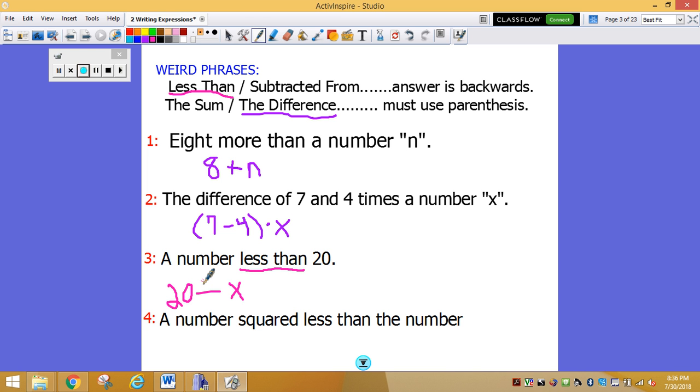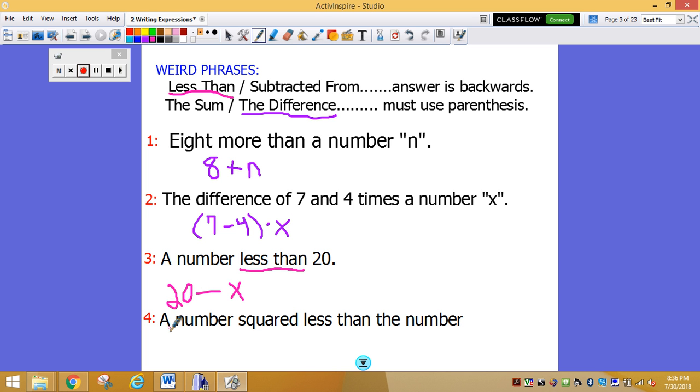So let me walk you through that one more time. Less than means to subtract. It also means write it backwards, okay? Because it just said a number, it didn't tell me what the actual number is. We just use an X. You could have used an A or B or C, but some variable needs to go there. And then the 20 comes first because we're writing it backwards, okay?